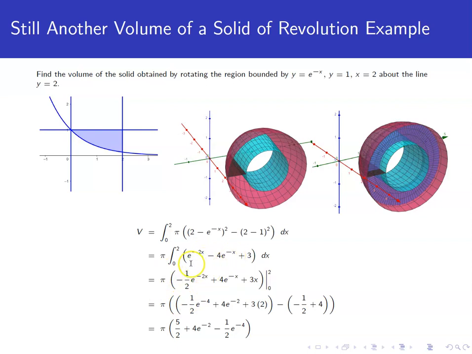You could do each of those with a u substitution if you need to, but these are ones you should be fairly comfortable with, writing down their antiderivatives by adjusting for the constant in the exponent. Finally, to finish this off, you plug in your upper limit of integration, plug in your lower limit of integration using the fundamental theorem of calculus, simplify, and get pi times the quantity 5 halves plus 2e to the minus 2 minus 1/2 e to the minus 4 as our volume.